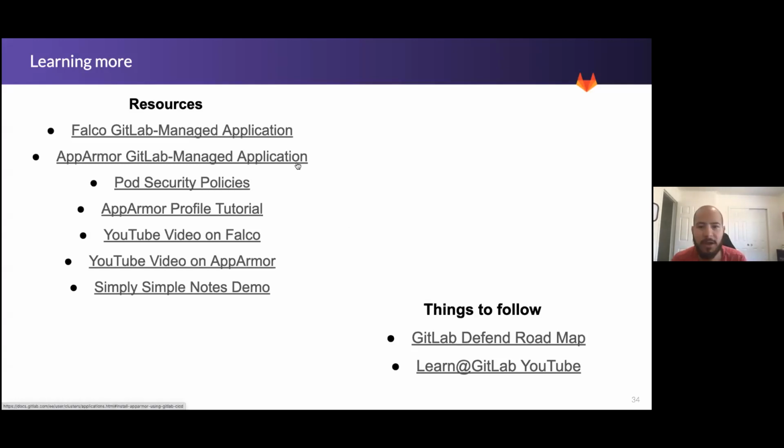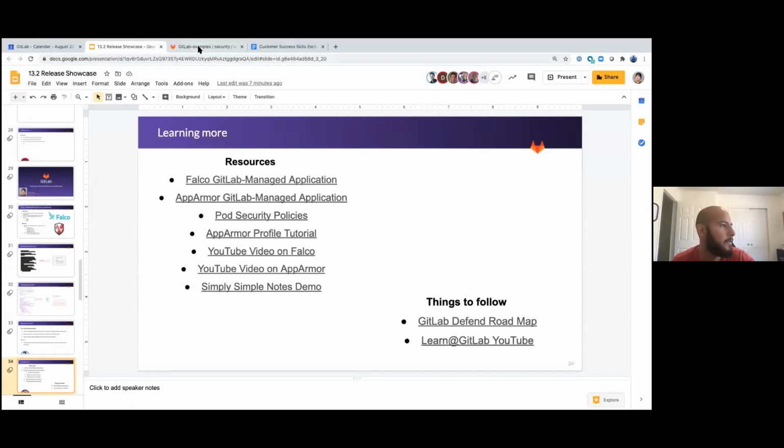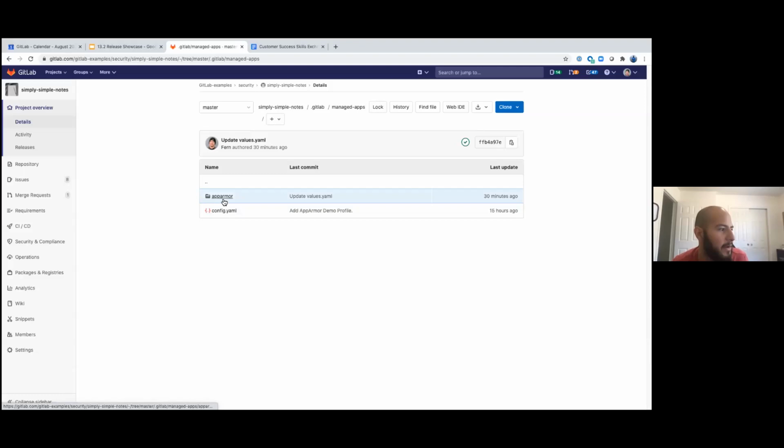There are some resources here. There's a lot of different stuff I've added on how to actually deploy this yourself. I've deployed this within the Simply Simple Notes demo application, which I'll show you. And I've added information about pod security policies and AppArmor profiles. Pod security policies were not even letting the pod run on a system if certain criteria is not met. So you can go and look at that. I don't have time to show that in depth, but I've left some resources there for y'all to look at after the session.